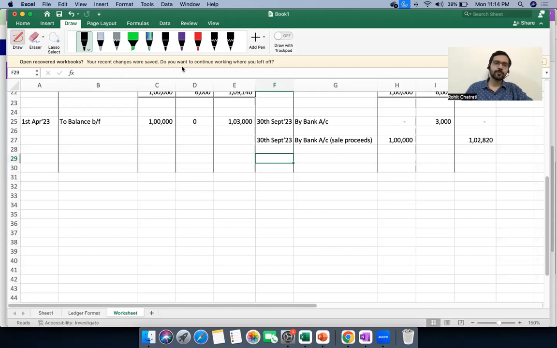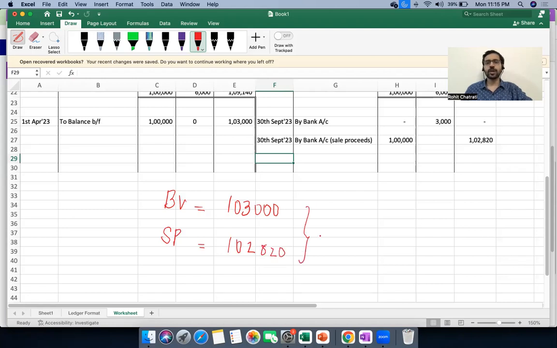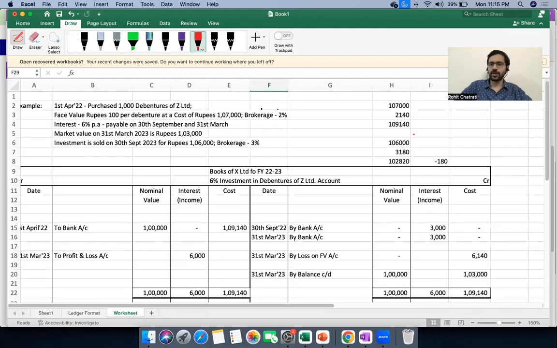My book value is equal to 1,03,000. I will look at the ledger and I will say that the book value was 1,03,000. The sale proceeds is equal to 102,820, and therefore I have a loss. Pardon my handwriting. I have a loss of 180 rupees. All right, that is what we actually did over here also, right?